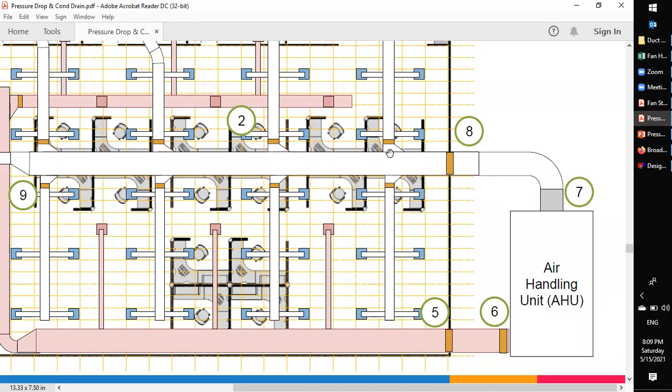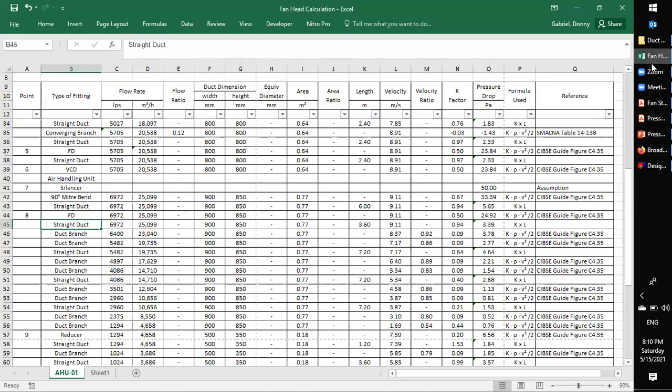So we will calculate one at a time. Even though they're opposite each other, the calculation is first here and then here, two separate calculations. So first, on this portion, air is being subtracted from here to here. You can see air is being subtracted from 6972 to 6,400 liters per second.